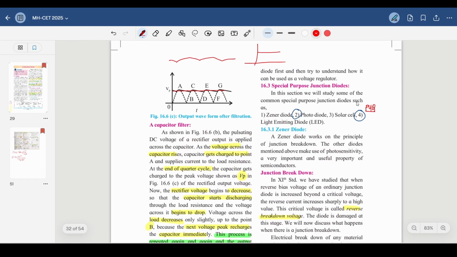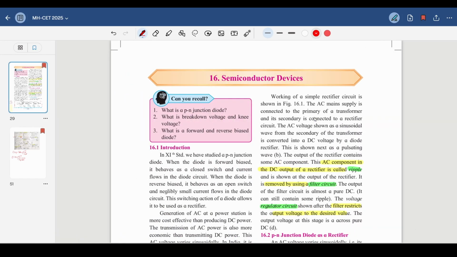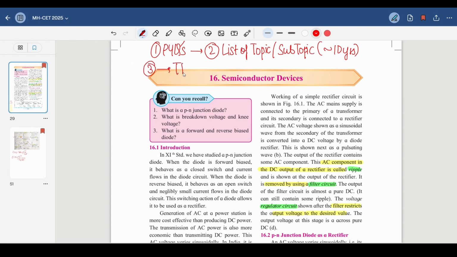Right? So, in this manner, you have to go through the textbook. The first step while studying is to go through the previous year questions. Next, make a list of topics and subtopics that have been asked in the previous year papers, say in the last 10 years. Go through the last 10-year papers and then go to the textbook. That's your primary resource. In our case, our primary resource is our textbook.